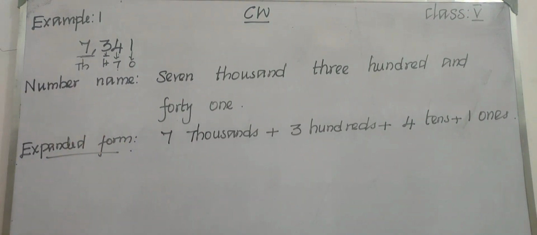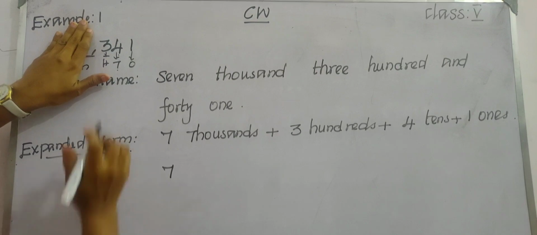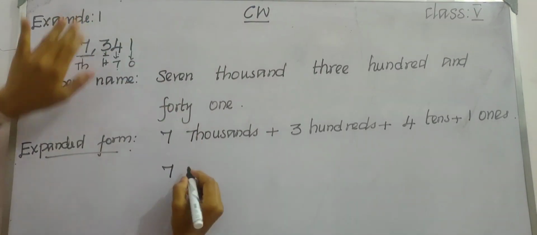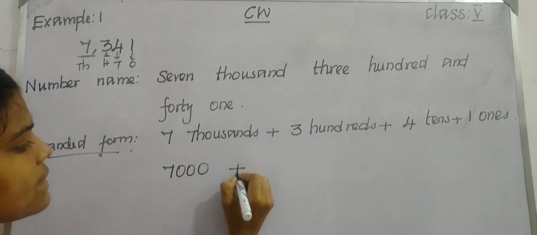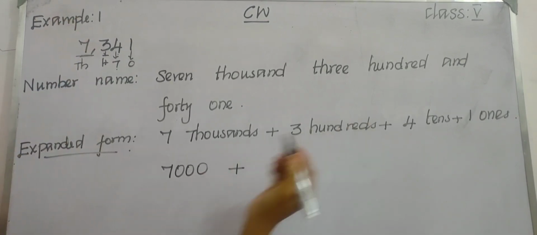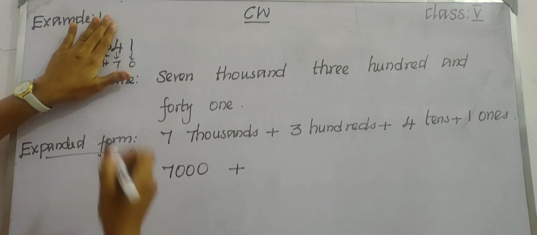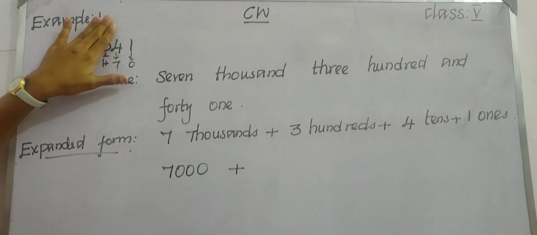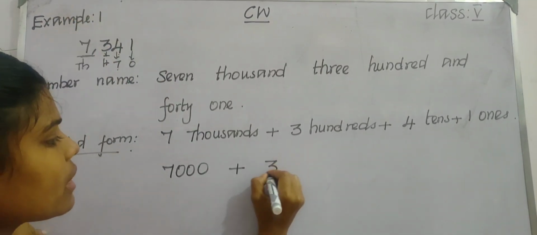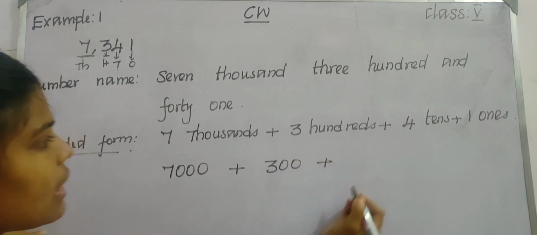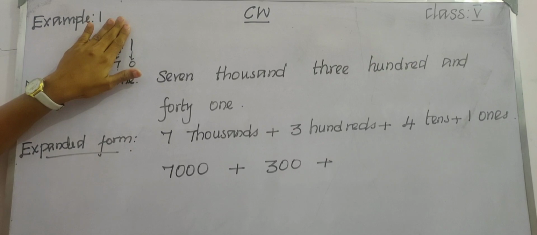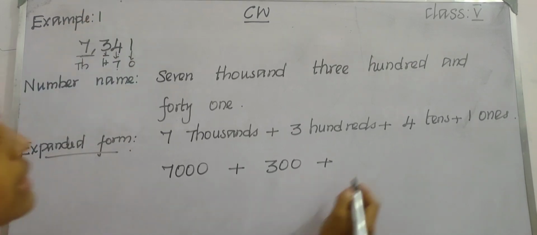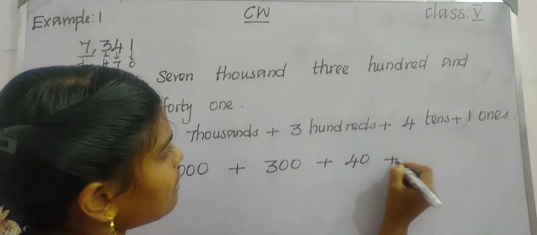Simply we can count and write. First of all, 7. Just hide the 7 and how many zeros? 1, 2, 3. Okay, so 3 zeros. Children, just put plus and then 3 hundreds, right? So just hide 3, 1, 2. Okay, so just insert 2 zeros. And then 4 tens. Just hide 4 and how many digits are remaining? 1. So only 1 zero. Okay, 40 and then plus 1.